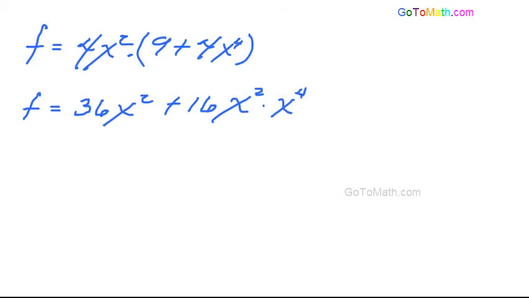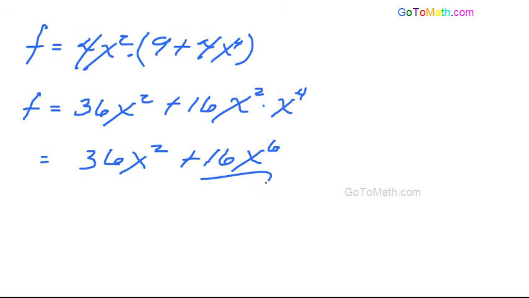Now there is a section on exponents, but I guess you'll get a little refresher on that. Or not a refresher, we'll jump ahead. So we add the exponents here, right? 4, 5, 6, so this becomes x to the 6th. So 36x squared plus 16x to the 6th power, right? So we just add the powers. Now for this to be in standard form, whoa, look at that.